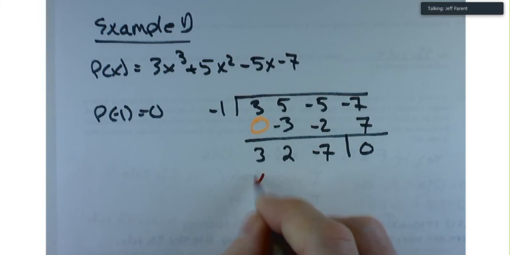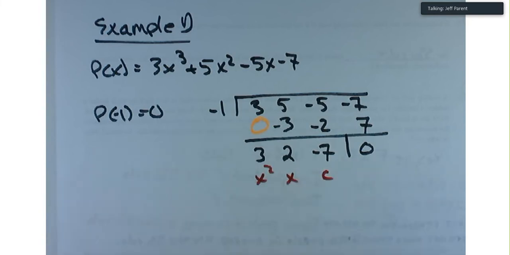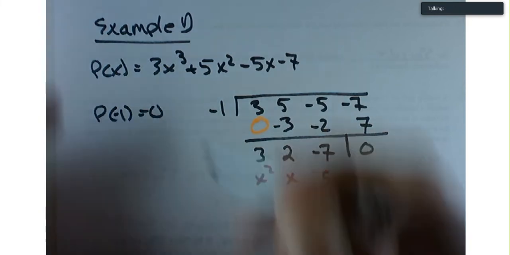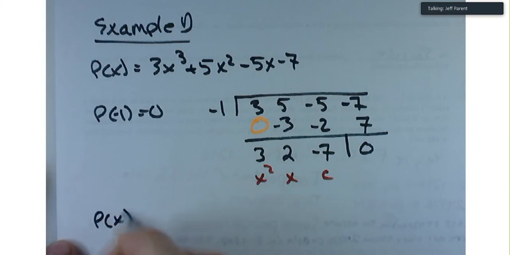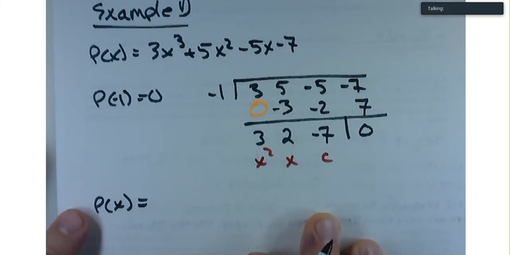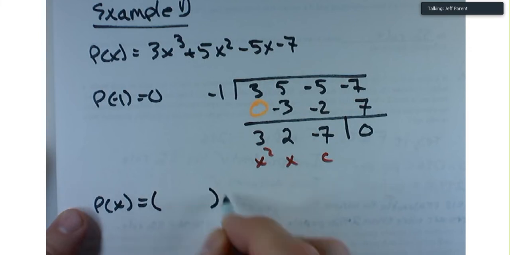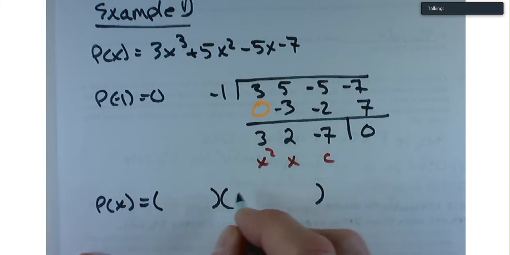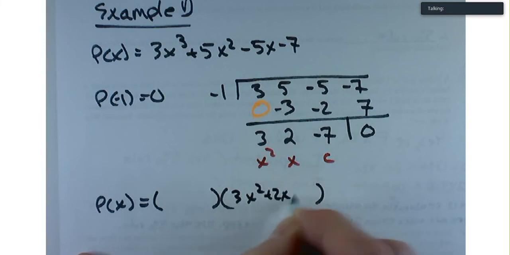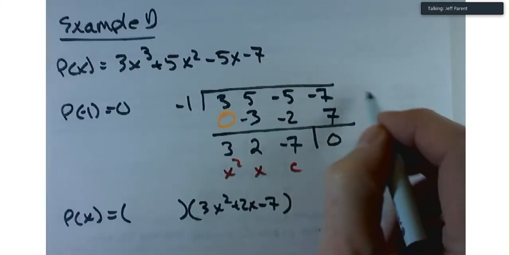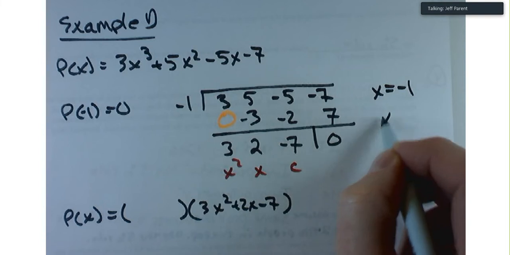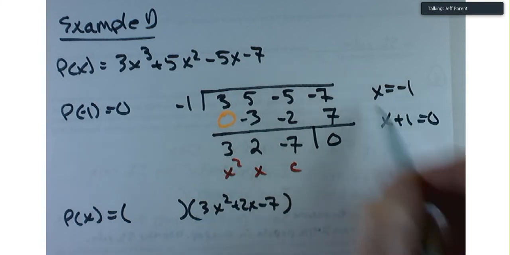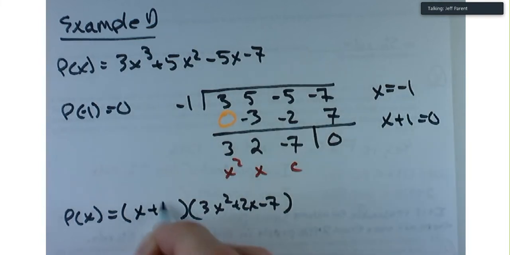So this is x squared, that's your coefficient of x, that's your constant. That's allowing me to rewrite p of x. P of x is going to be something times something else. Can anyone fill in either of my somethings? One's a binomial, one's a trinomial. 3x squared plus 2x minus 7 times x plus 1. Perfect. Since I've got a root at x equal -1, that corresponds to x plus 1 equals 0, just moving that to the other side. So that's this right here.